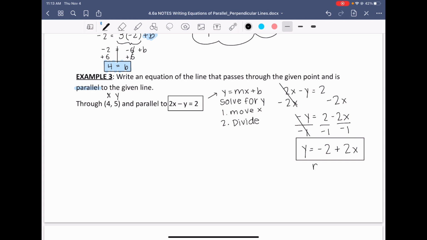Okay, so the slope of this line is 2. And because we want to use a line that's parallel, we are going to use m equals 2. So our slope is 2, and then our x and y value are 4, 5. I want you to find the new equation. The answer to that will be on the copy of notes on Google Classroom.